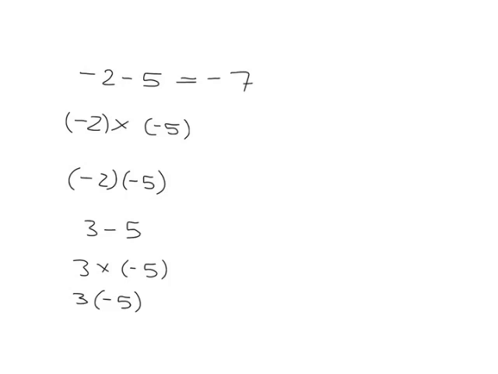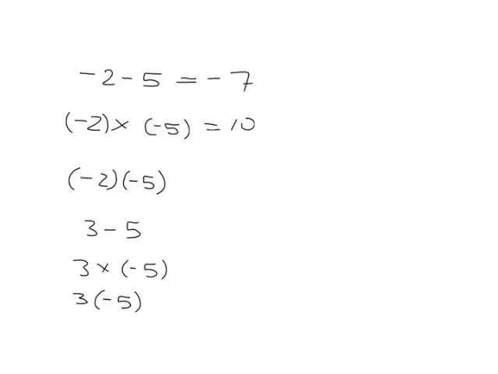In contrast, this one is negative 2 times negative 5. Now here you've got your multiplication. So those rules, negative times negative is positive, apply here. So here you'll have negative 2 times negative 5. Negative times negative is positive. 2 times 5 is 10. So our answer is 10.